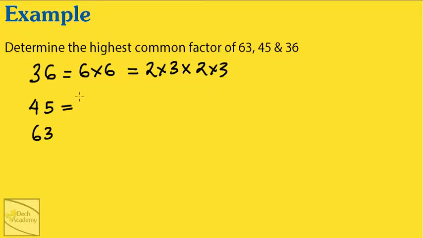45, I know from the times table, is given by 9 times 5. Now 9 is the same thing as 3 times 3, and 5 is just 5. And the reason I rewrote 9 as a product of 3 and 3 is because 9 is not a prime number, but 3 is a prime number.